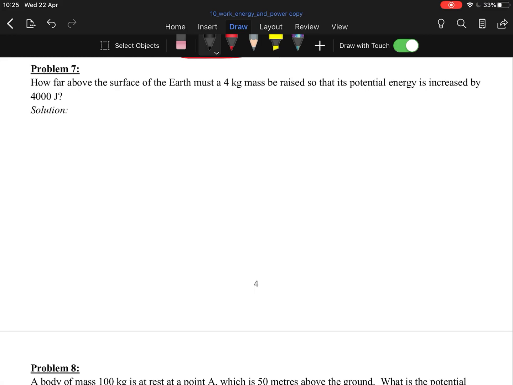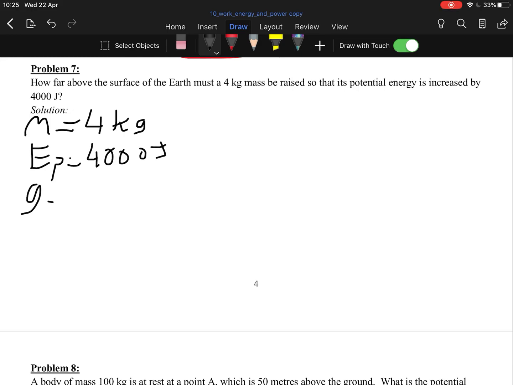Problem 7. How far above the surface of the Earth must a 4 kg mass be raised so that its potential energy is increased by 4,000 joules? Okay. So we've mass 4 kgs. We have potential energy 4,000 joules. We have gravity 9.8. We're trying to find height.